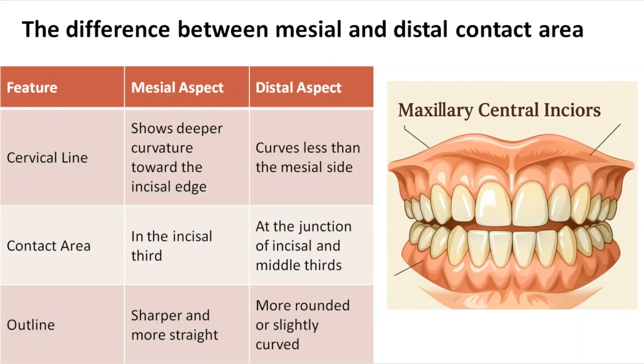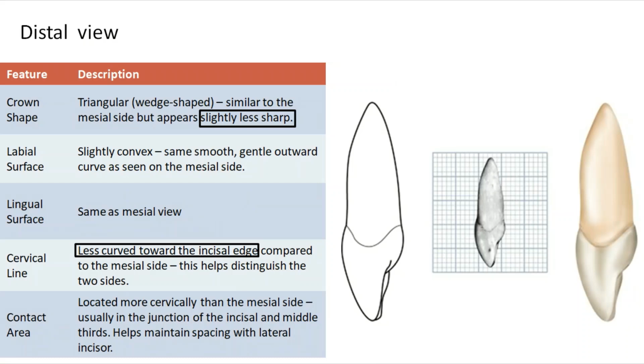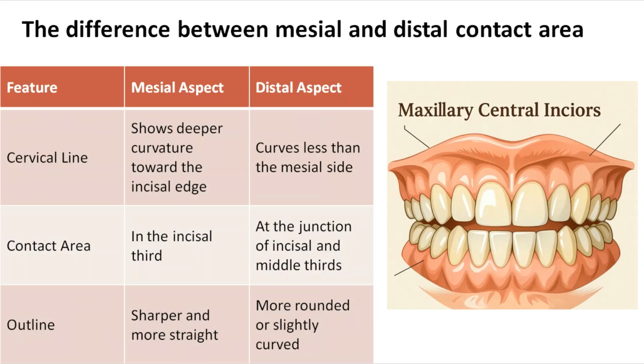The contact area is on the distal, usually at the junction of the incisal and middle thirds. It helps maintain spacing with the lateral incisors. We will see the differences between mesial and distal: slightly less sharp in the distal view, above and away from the midline. It is less curved toward the incisal edge. Then we will discuss the difference between mesial and distal contact areas. It is majorly asked in our examinations.